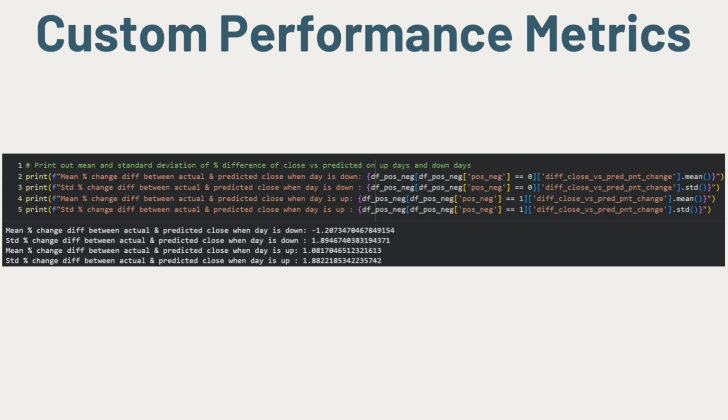The results are interesting. The mean percentage change difference for a down day is -1.2 and the mean for an up day is approximately 1, which suggests that the model predicts a more conservative percentage change for both up and down days. Meaning to say, if the actual day close-up percentage change is 2%, on average the model only predicts a percentage change difference of 1%, making the model prediction more conservative in price change estimations. Looking at the standard deviation of approximately 1.9% in both directions, it suggests high variability across the days.